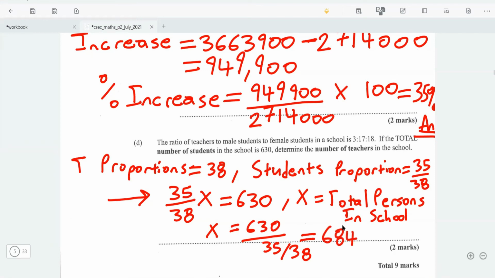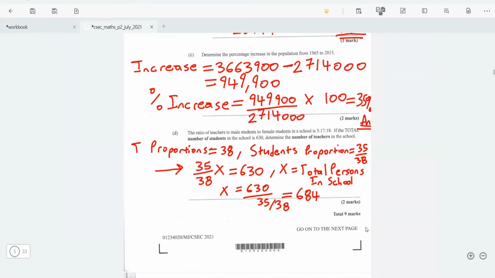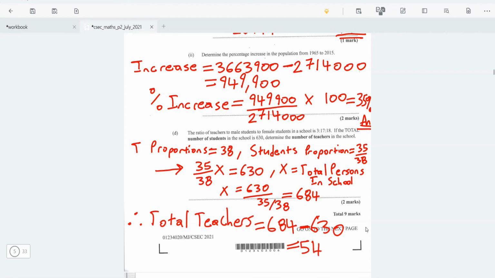Now, if 684 people in the school, so what we can write is, therefore, total teachers would now be equal to 684, which is the total amount of people in the school, minus total students, minus 630. 684 minus 630, that is going to give us 54, I believe. And so there are 54 teachers in the school. All right, so the number of teachers is 54.